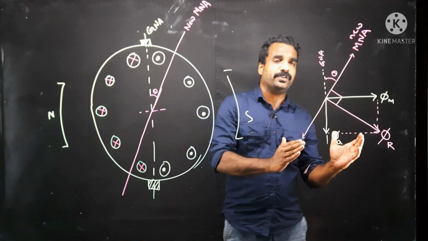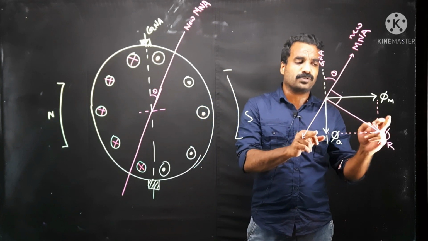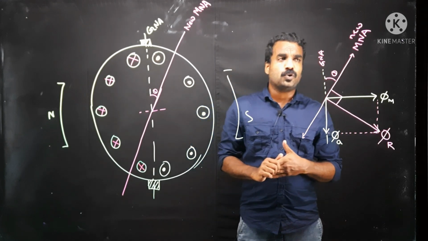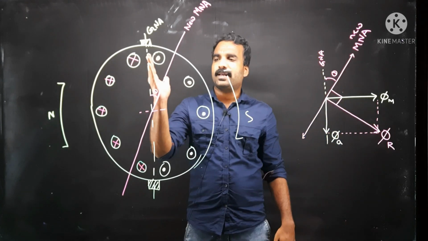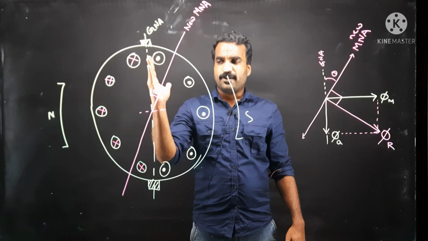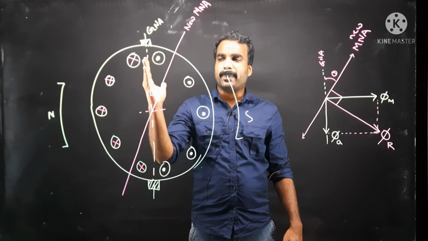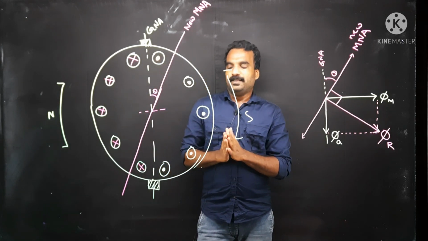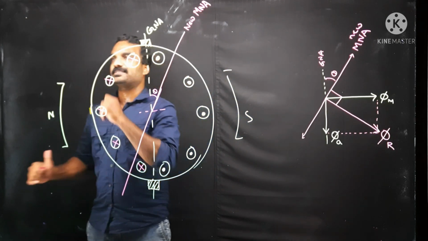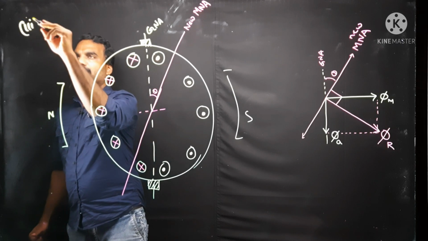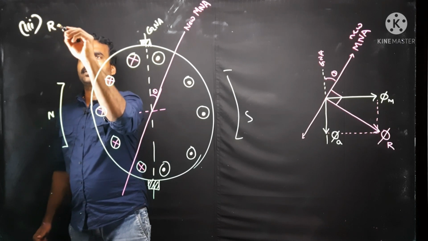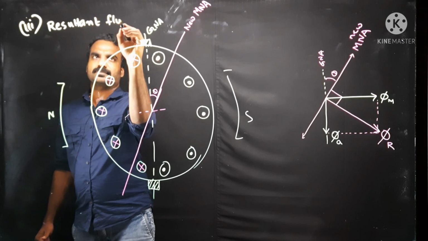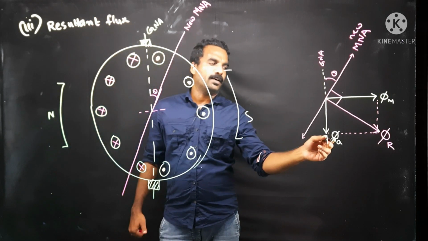So, what is the new change that happened to this figure? In your notebook, you have to draw this one initially, then go to this figure. So we got a new MNA, and I reconstructed the new MNA by measuring the theta angle in the original figure. This is the third subheading: resultant flux, phi r.